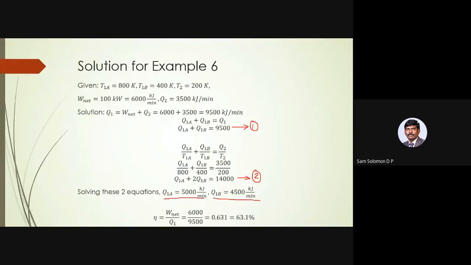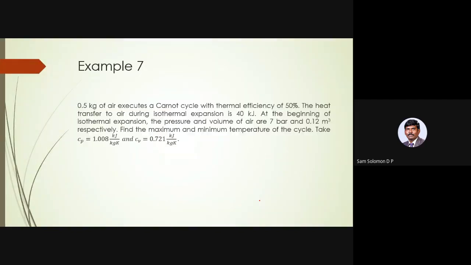So a very simple solution. The only thing is you need to have this idea that you have to use Q1 by T1 equal to Q2 by T2. Next problem: 0.5 kilogram of air executes a Carnot cycle with thermal efficiency of 50%. The heat transferred to air during isothermal expansion is 40 kilojoule.